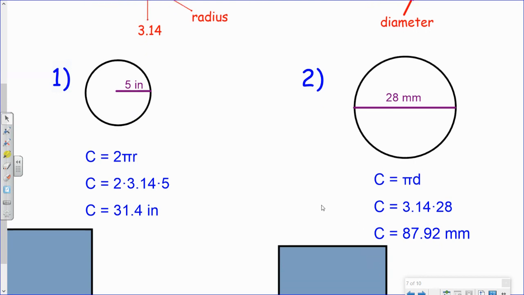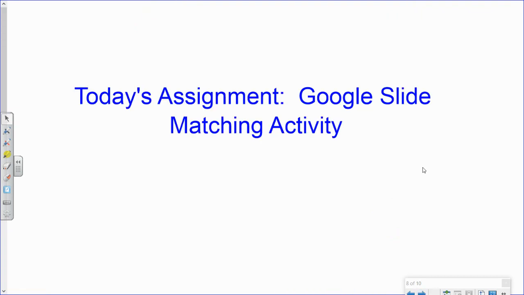We're going to practice this today. So what we'll do for our assignment, I have a matching activity for you in Google Slides. You are going to have to do some work, write out some things, but then you'll match the correct answer to each of the problems in Google Slides, and you'll just pull it over and put it with the correct problem.